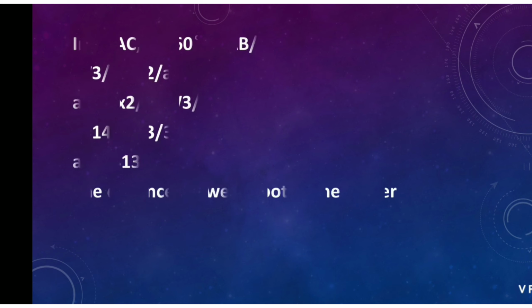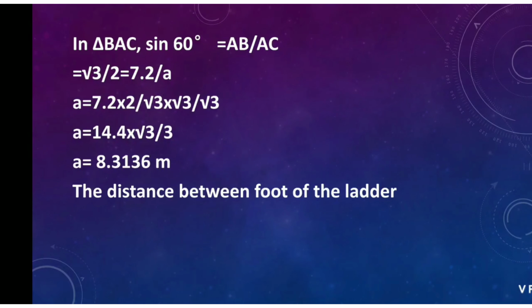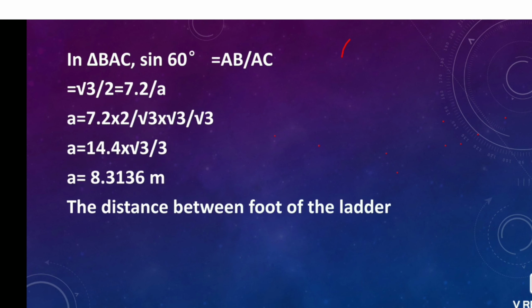Next, in triangle ABC, sine 60, which is root 3 by 2, is equal to 7.2 by A. AB value we already have as 7.2. AC we don't know, that is A. A is equal to 7.2 into 2 by root 3. Again root 3 is rationalized into root 3 by root 3. A is equal to 14.4 into root 3 by 3. By substituting the root 3 value 1.732, we get A equal to 8.3136 meters.